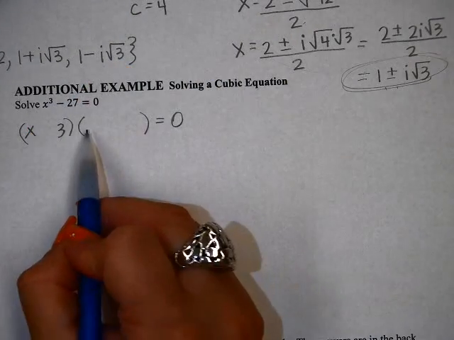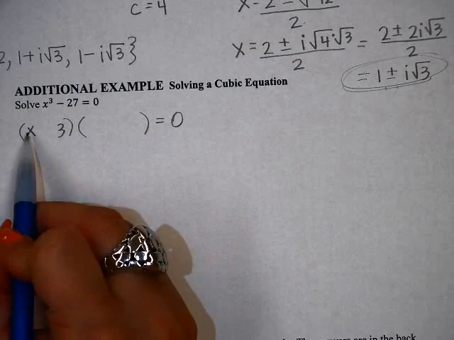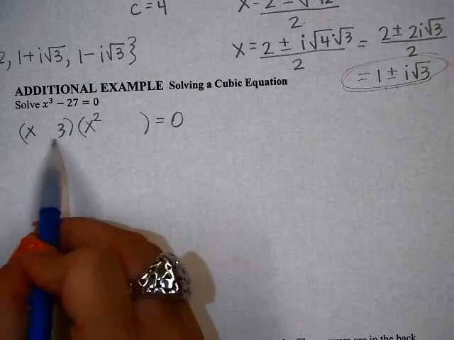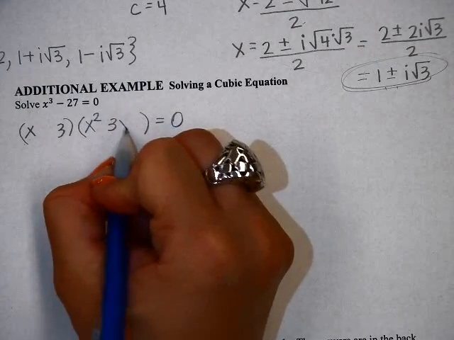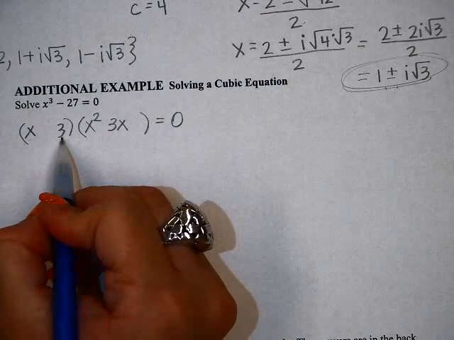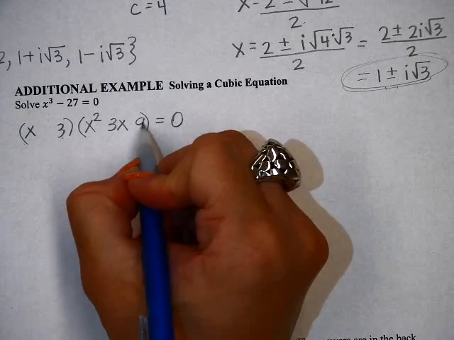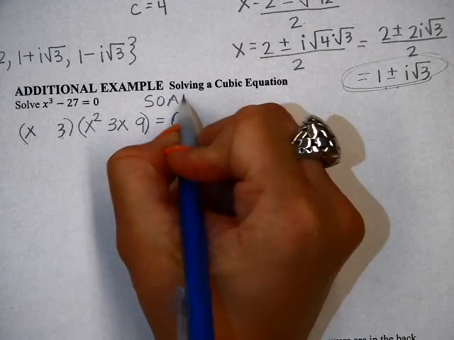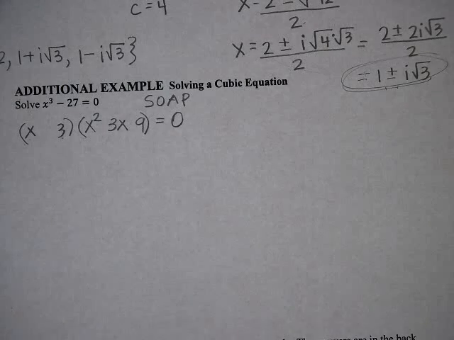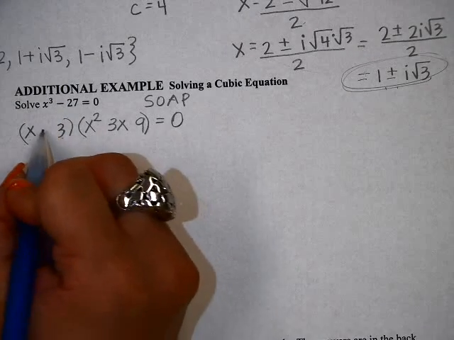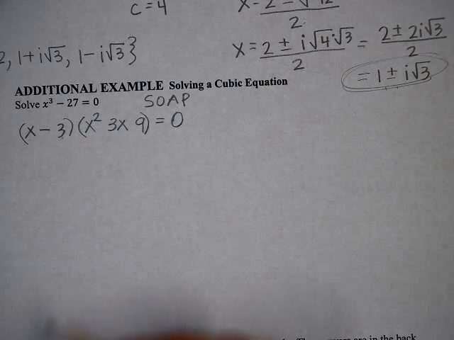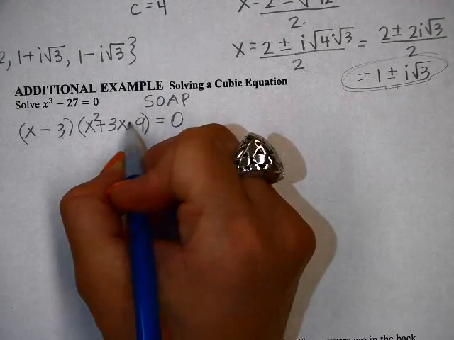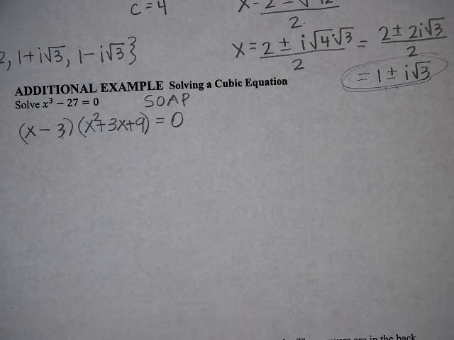To determine what goes in this big parentheses, then we square our first term, x squared, multiply them together, 3x, square this term, giving us 9. And remember, we're using SOAP. Same, opposite, always positive. So same as what we started with, we'll have a minus here. Opposite of what we started with, we'll have a plus here. And the last one is always positive.